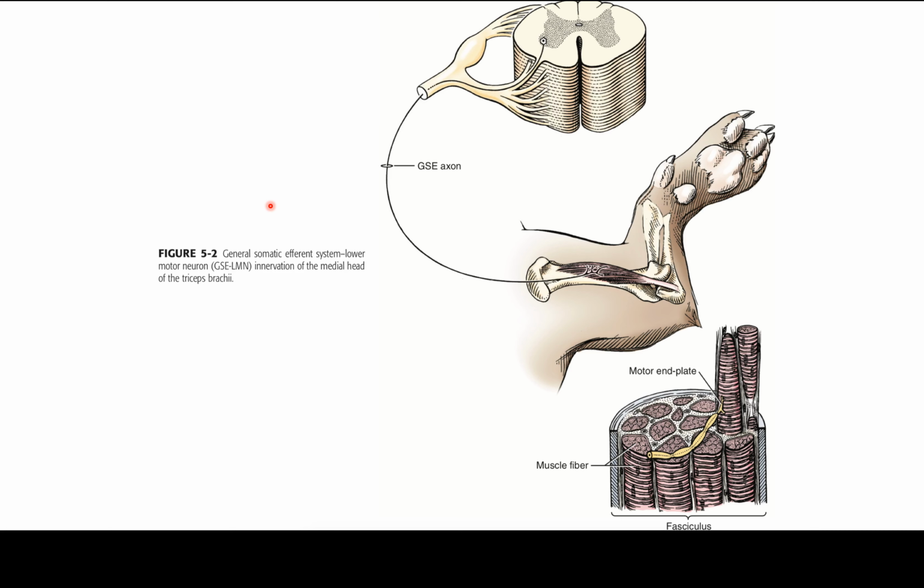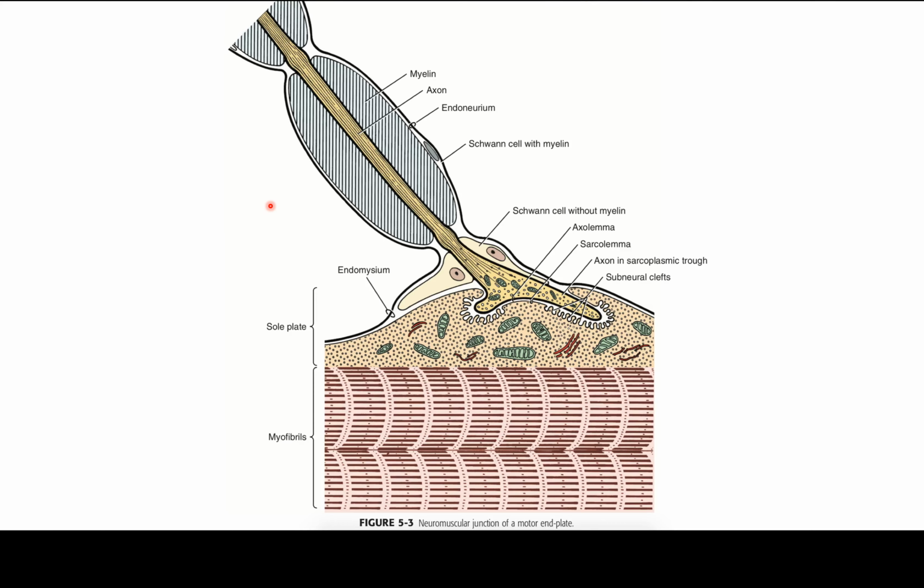At the motor end plate, the myelin sheath is absent, and the axon terminates in several small branches that form a cluster in a localized area near the longitudinal center of the muscle cell. Each of the small branches terminates on a specialized modification of the sarcolemma. This terminal is called a neuromuscular ending, junction, or synapse. Figure 5-3. The neuromuscular junction consists of a distended axonal terminal covered by a Schwann cell that has not formed myelin up to the point where the axon extends into a sarcoplasmic trough on the surface of the muscle cell.